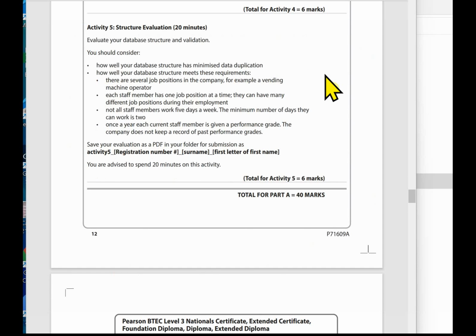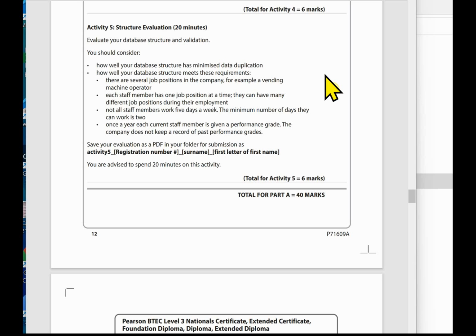It's a good idea to practice writing this evaluation prior to the exam. You know you're going to have to write about minimising data duplication, so it's a good idea to have an idea about what you're going to write about. I think the most important thing is that you link all your evaluation to your actual database and your solution. That's what the examiner is looking for.